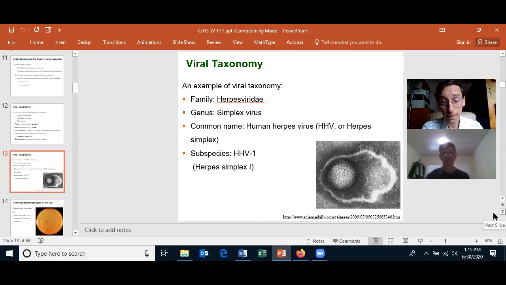We give viruses family names, and the family names always end in viridae. And then we break them down into their genus. For Herpesviridae, simplex virus would be the genus. That's the common name. And then the subspecies type 1, so herpes simplex type 1. And that's how we name viruses. There is no Latin name, it's just the common English name for the virus.